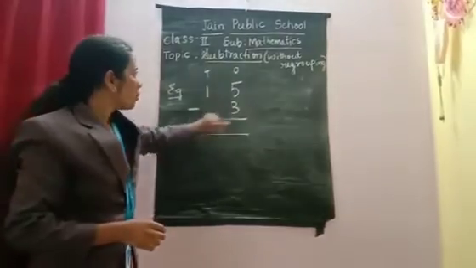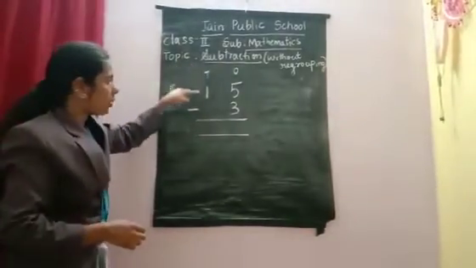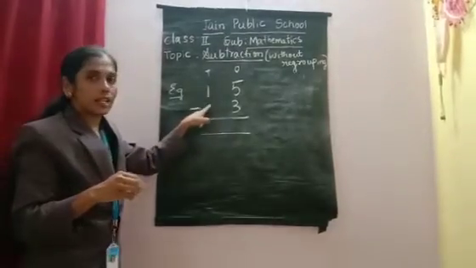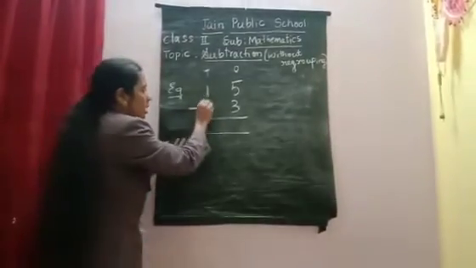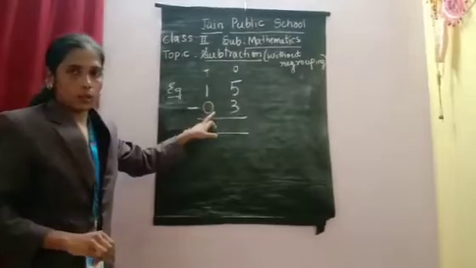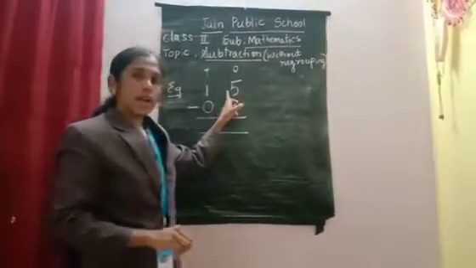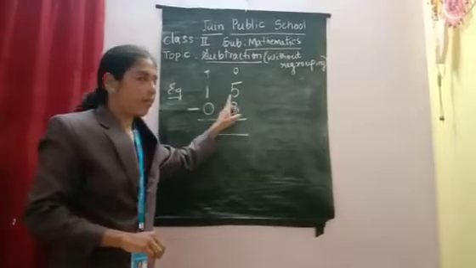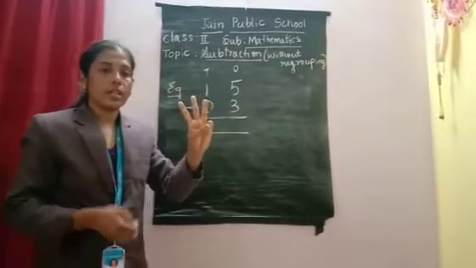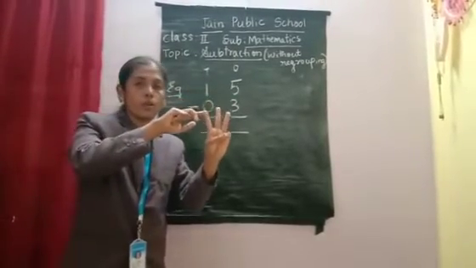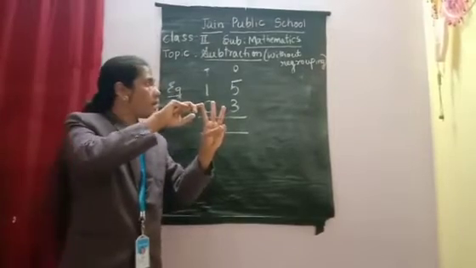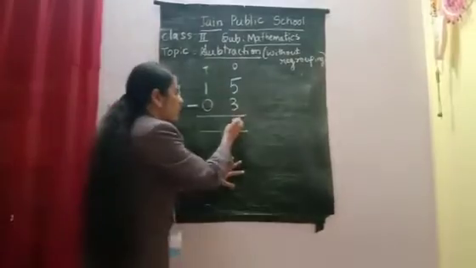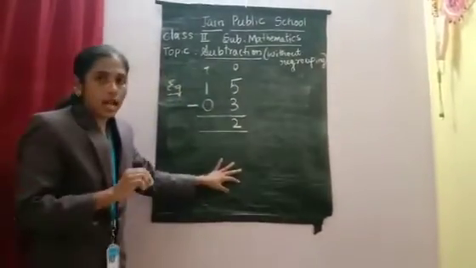So here come to the tens place. How many numbers are there? Only one number. Here no numbers are there, nothing is 0. We will consider it as a 0. Understood? Now 5 in your mind, because 5 is a bigger number than 3. 5 in your mind, 3 on your finger. You should count the before numbers. 5 before, 4, 3, 2. What is the difference? 2 is the difference. 2 is the answer.